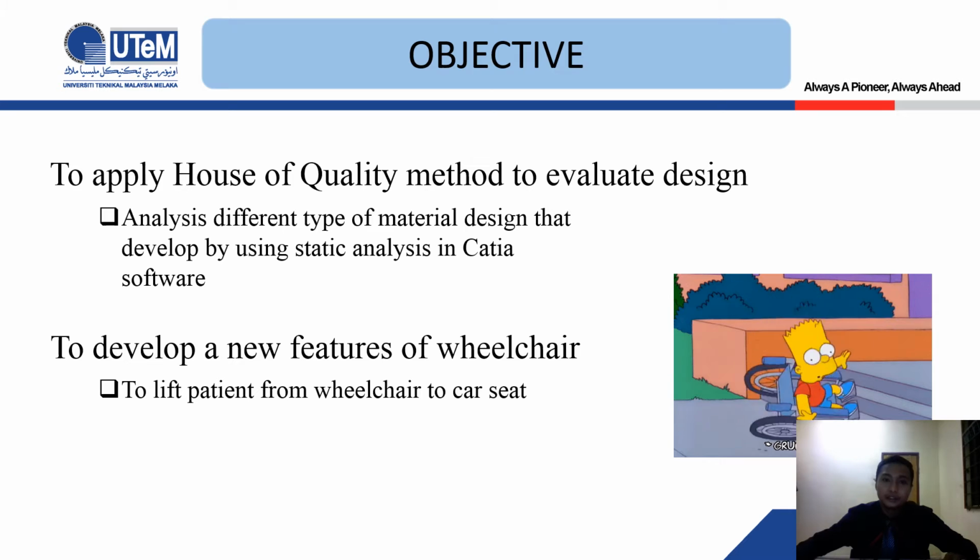Next slide is the objective. The objective of this project is to apply the House of Quality method to evaluate the design, which is the concept sketch, before we can proceed to sketch the part in CATIA V5 R25. Other than that, CATIA software is also used to analyze different types of material for the design developed, by using static analysis. The next objective is to develop a new feature of the wheelchair that can lift a patient from a wheelchair to a car seat.